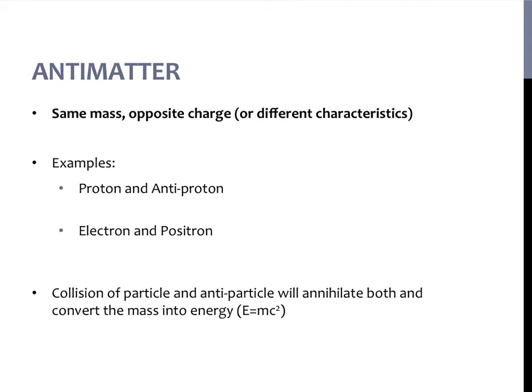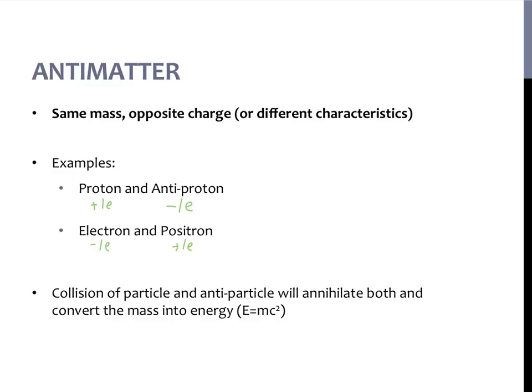So if you see anything anti, you just take the opposite sign for the charge. So same mass, opposite charge for those antiparticles, or sometimes different characteristics. Example would be a proton and the antiproton. The proton has a charge of positive 1e, so the antiproton will have a charge of negative 1e. These would also have the same mass. Same thing with the electron and its positron. Electron would have a negative 1e charge, positron would be positive 1e.